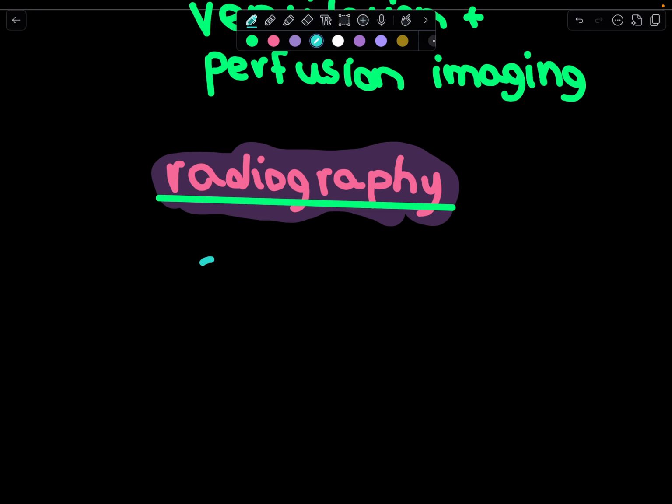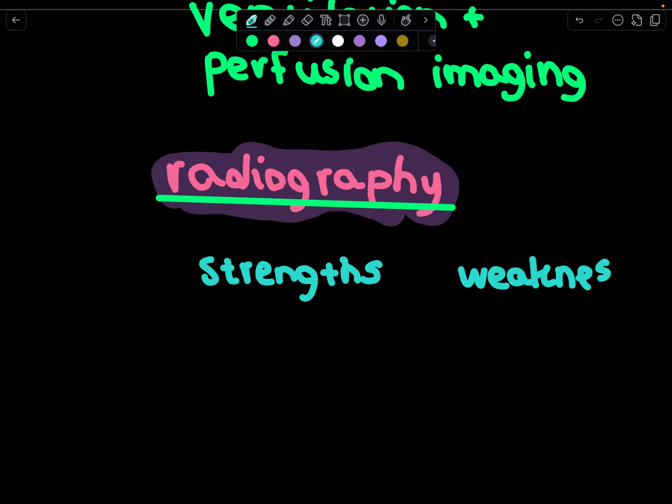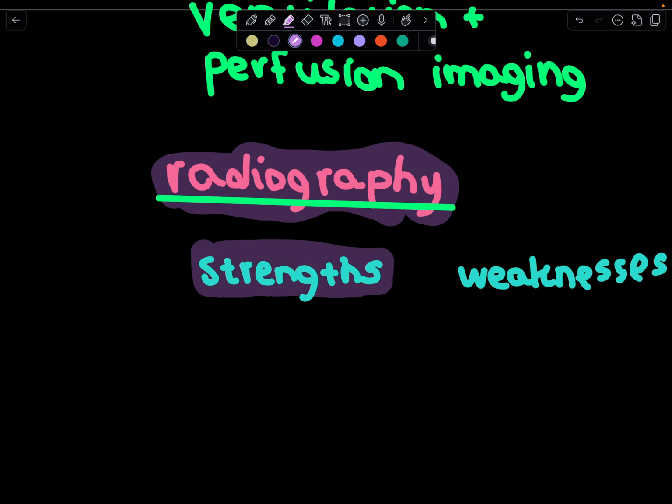Radiography refers to imaging techniques using X-rays to visualize internal body structures, like chest X-rays for lungs or bones. Strengths include quick, low-cost imaging and wide availability, ideal for detecting pneumonia or fractures. Weaknesses are limited detail compared to CT and radiation exposure risk. Want to compare radiography to CT or explore specific chest X-ray findings?